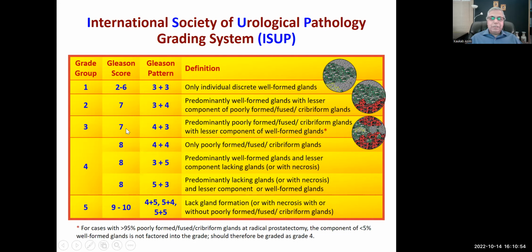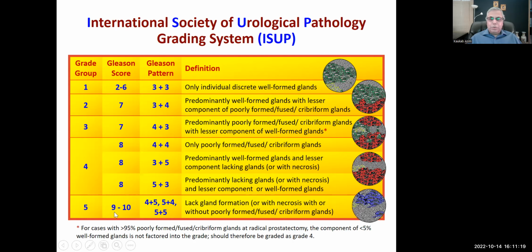So again, the Gleason score is 7, but the grade group is now 3. We have predominantly poorly formed, fused, cribriform glands with a lesser component of well-formed glands, which was this one, the third pattern. And that is how you go on if you have a Gleason score of 8, regardless of the patterns you see. This is grade group 4.